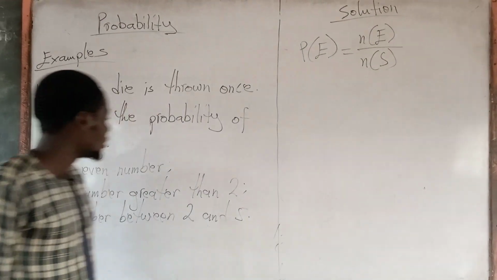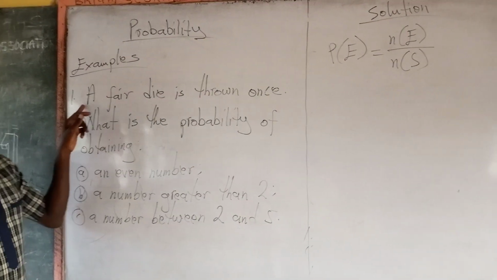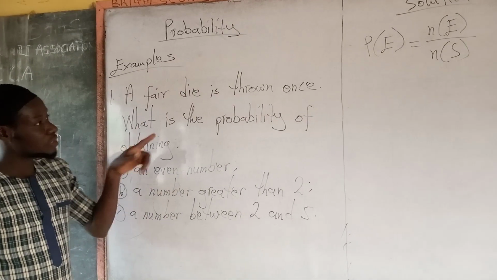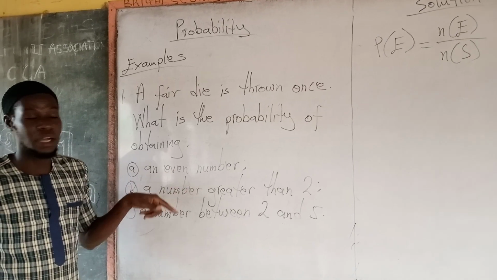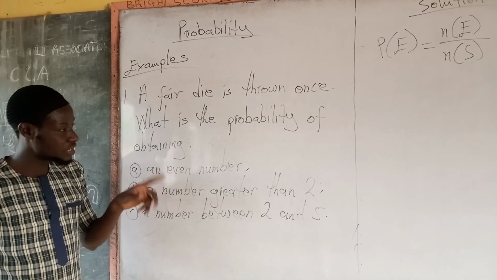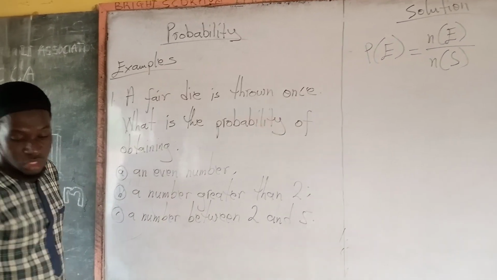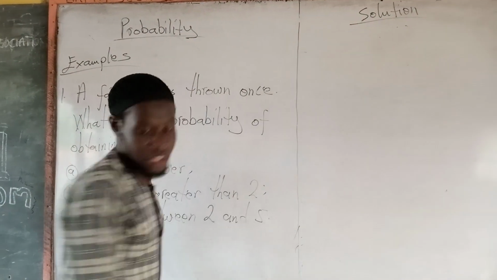So here we have an example. An example says that a fair die is thrown once. What is the probability of obtaining A, an even number, B, a number greater than 2, C, a number between 2 and 5? So let's solve this together.